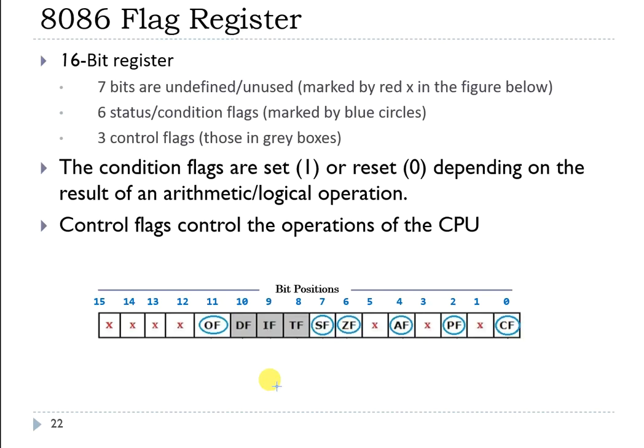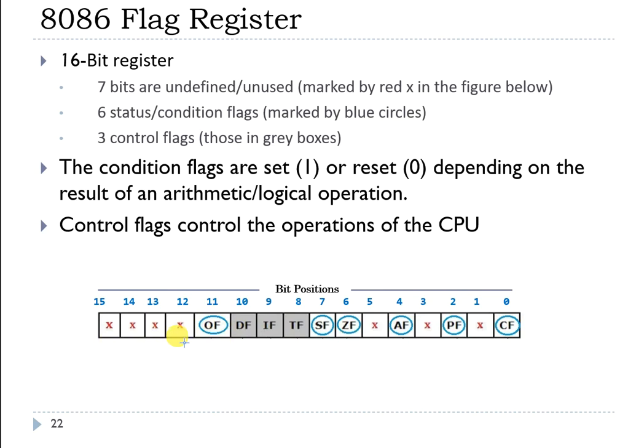8086 has a 16-bit flag register, 7 bits of which are undefined or unused, and the remaining 9 bits serve as the flag bits. There are two types of flags in 8086. The condition or status flags, which are 6 in number and are shown with the blue circles. The ones in the gray boxes are the control flags, and they are 3 in number. The boxes with the X signs are the undefined bits.